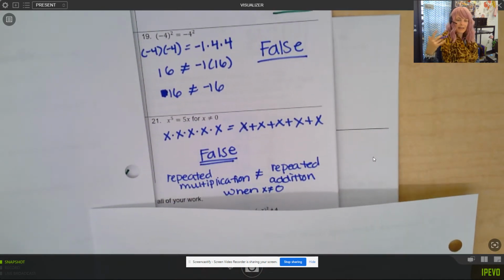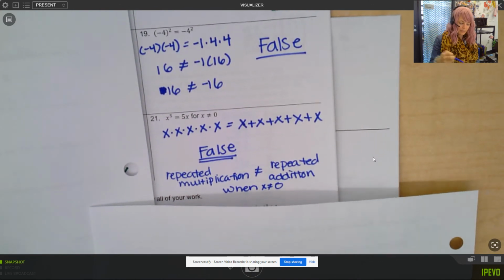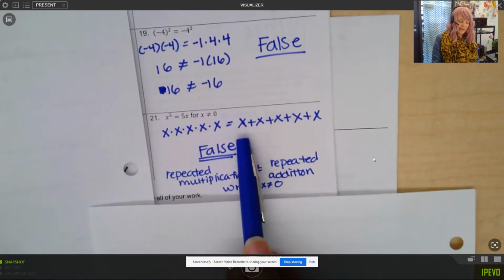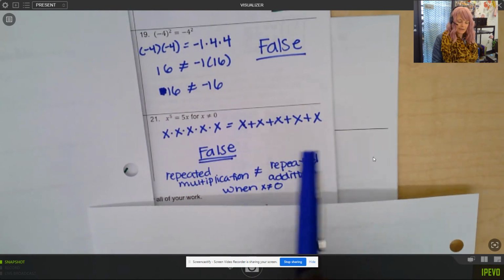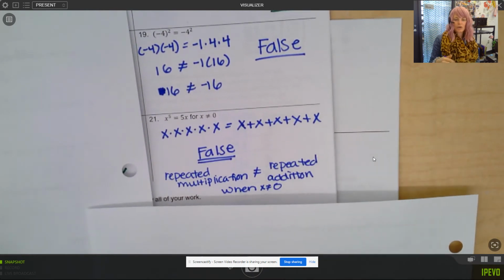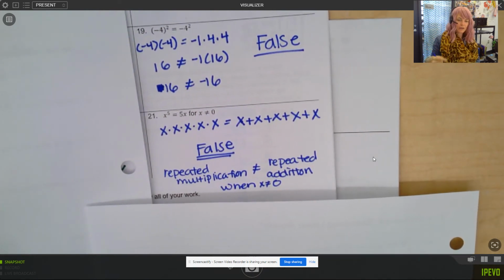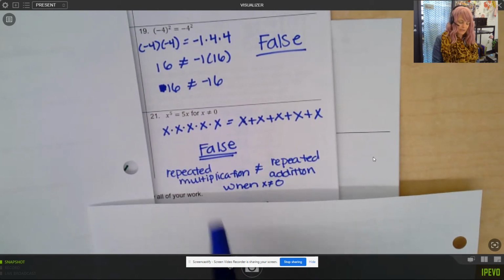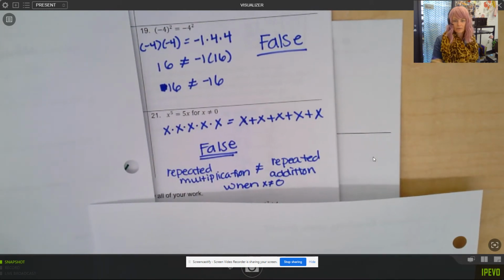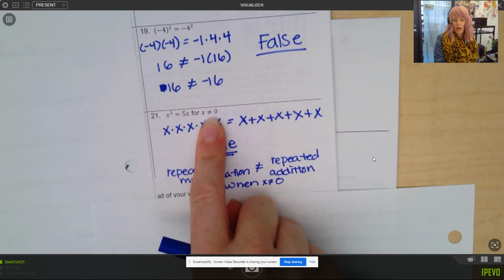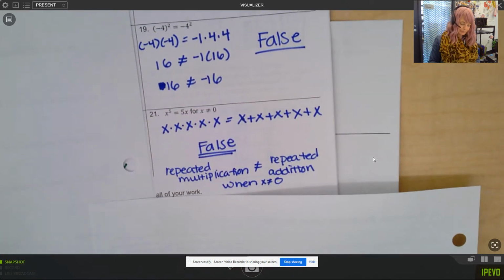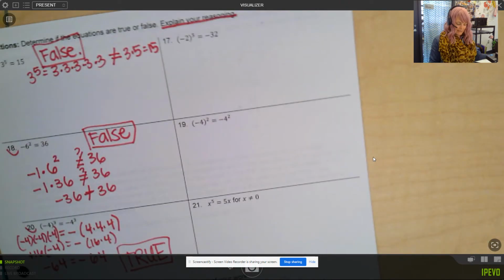And 21: x to the 5th power is x times x times x times x times x, which is repeated multiplication, whereas 5x is x plus x plus x plus x plus x, which is repeated addition. Notice these are not equal to each other if x is not equal to 0. If x was 0, then they'd be equal, and that's why they had to say when x is not equal to 0. Cool. Okay, let's keep going.